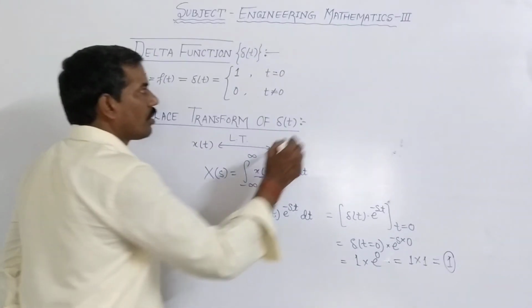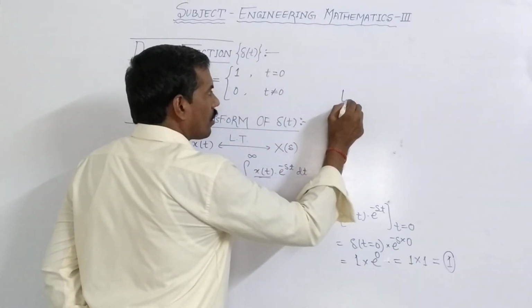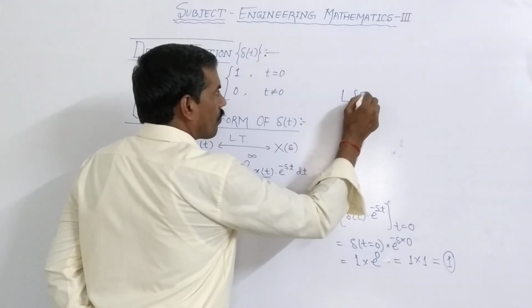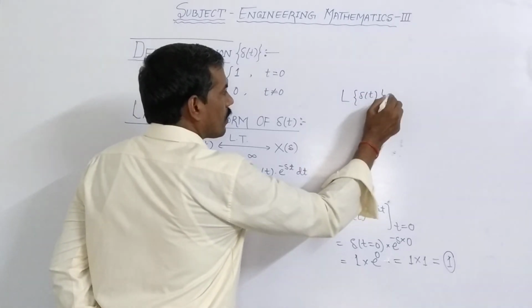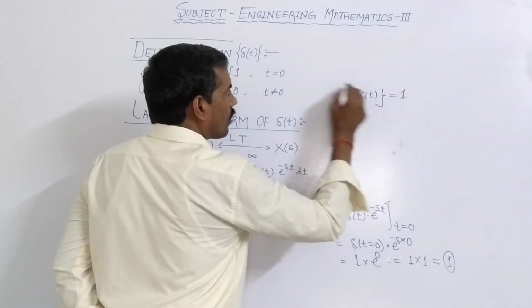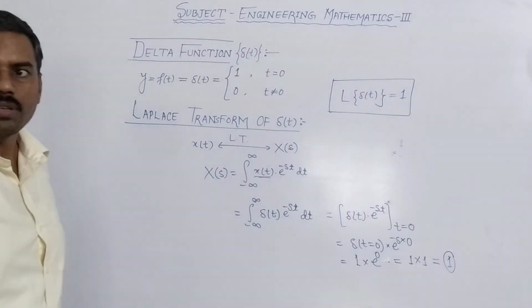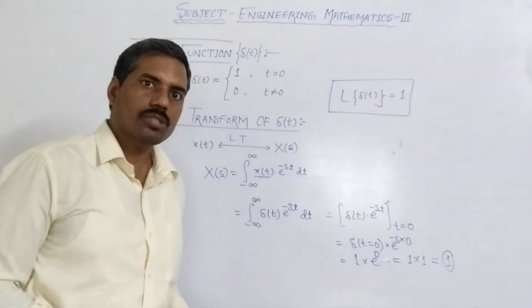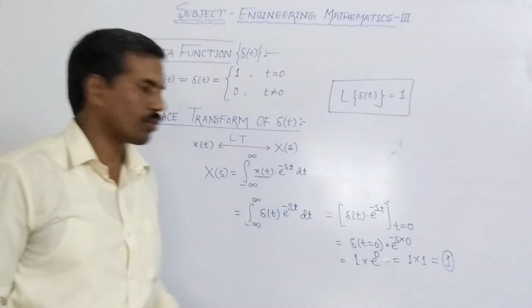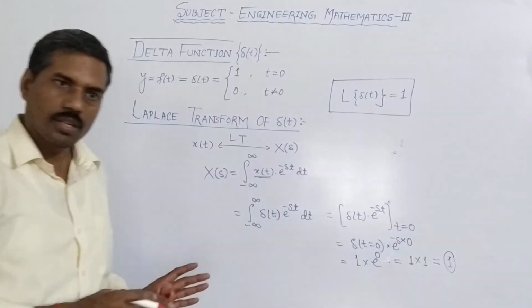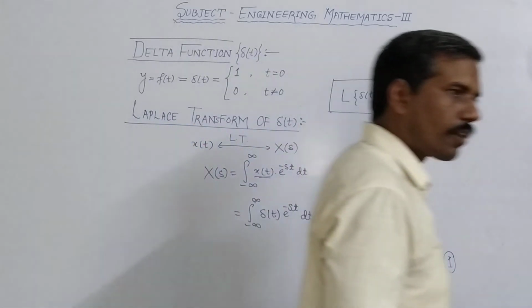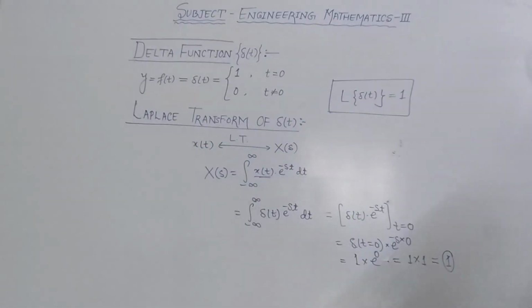Okay, so the Laplace transform of delta t is equal to 1. Correct? We have to learn that the Laplace transform of delta t is equal to 1. Students, if you have any doubt, you can ask. Please take a note.